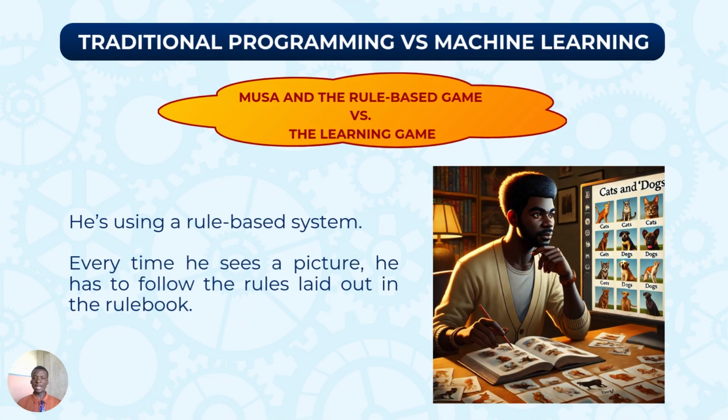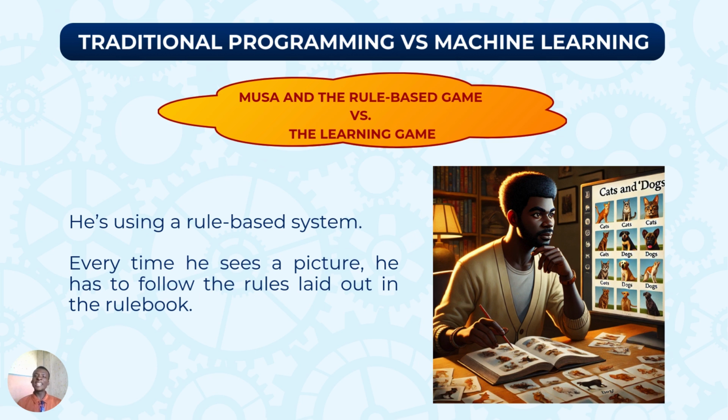Let's look at it like this. Musa has a new challenge, sorting animals into cats and dogs, but this time he's using a rule-based system. Every time he sees a picture, he has to follow the rules laid out in the rule book. Musa follows the rules exactly. If an animal has pointy ears, it's labeled a cat. If it has floppy ears, it's labeled a dog.